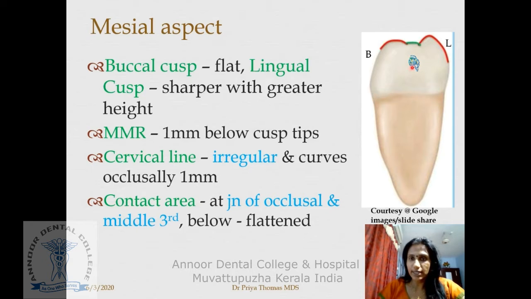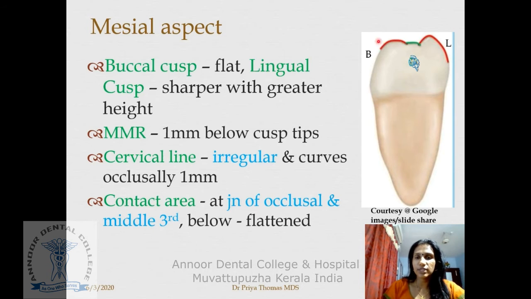Your contact area, which is present below your marginal ridge, is at the junction of the occlusal and middle third, and below the contact area, this part is kind of flat or slightly concave. The cervical line that is present at the mesial aspect is irregular, and it is going to curve occlusally by 1 millimeter. So the curvature is towards the occlusal surface by 1 millimeter.